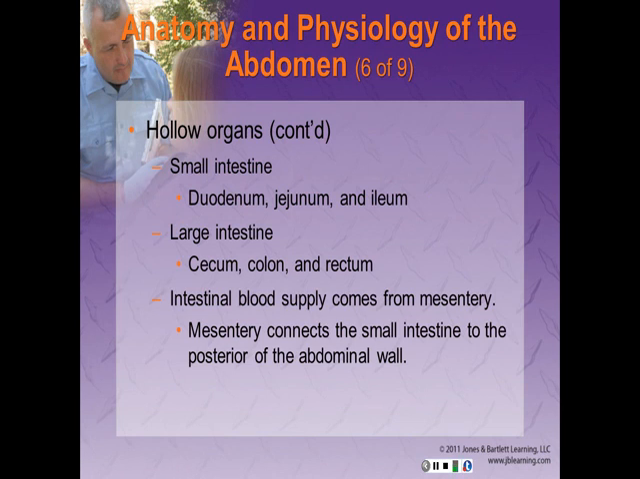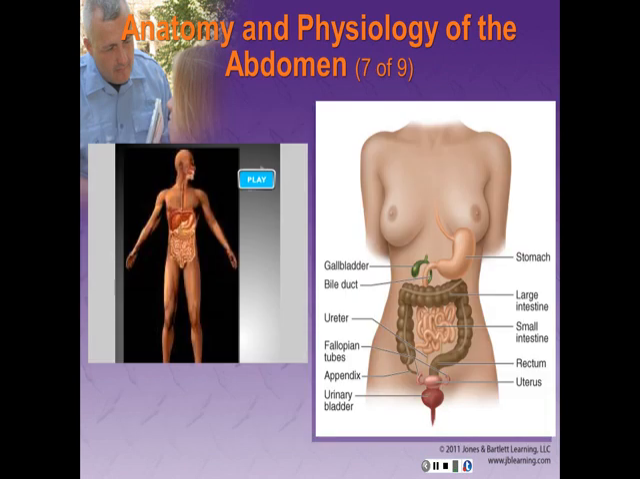The large intestine consists of the cecum, the colon, and the rectum. The intestinal blood supply comes from the mesentery, and it connects the small intestine to the posterior of the abdominal wall. Patients with injuries to the mesentery can bleed significantly into their peritoneal cavity, and signs of this include abdominal rigidity and periumbilical bruising, and this is known as Cullen sign. We'll watch the animation together.